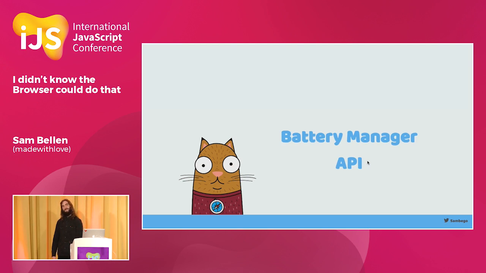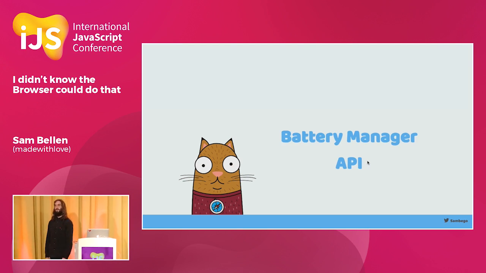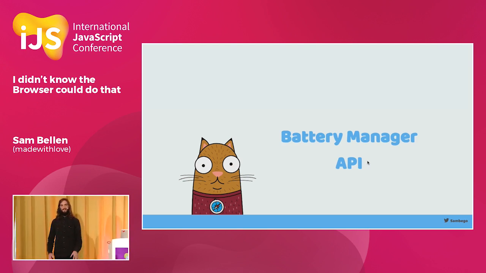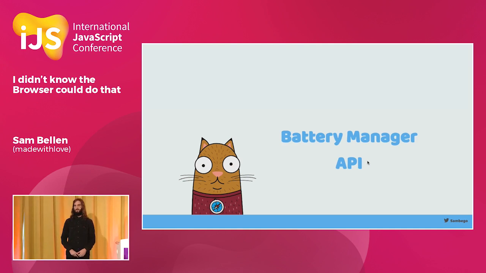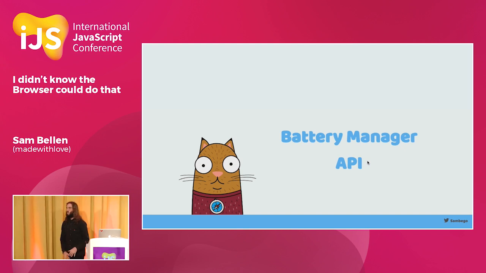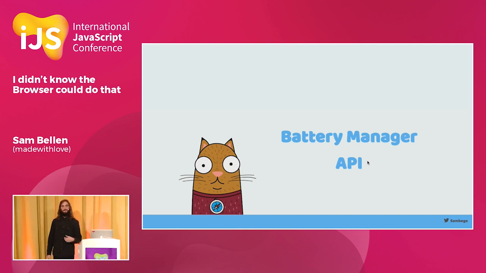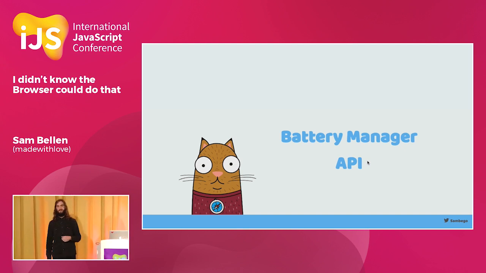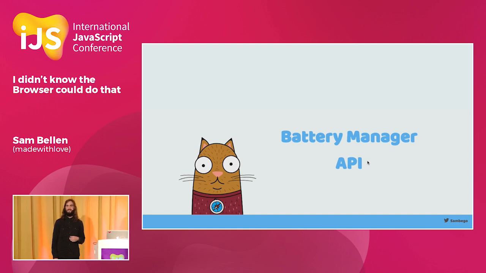The next one is the Battery Manager API. Who of you knew that your browser could know stuff about your battery? A few. Once upon a time, Firefox had this thing called Firefox OS, which was a mobile operating system where you could use JavaScript to write apps. So back in the day, they invented a lot of APIs. This is one of them. But other browsers started implementing them as well.